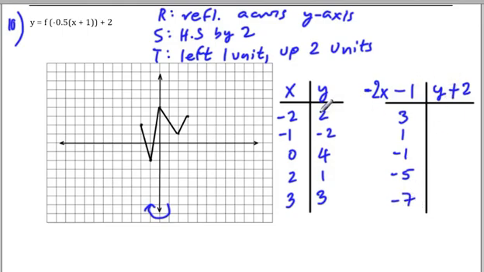Okay, let's do the y's. The y's are all being added by 2. So 2 plus 2 is 4. Negative 2 plus 2 is 0. 4 plus 2 is 6. 1 plus 2 is 3. And 3 plus 2 is 5.